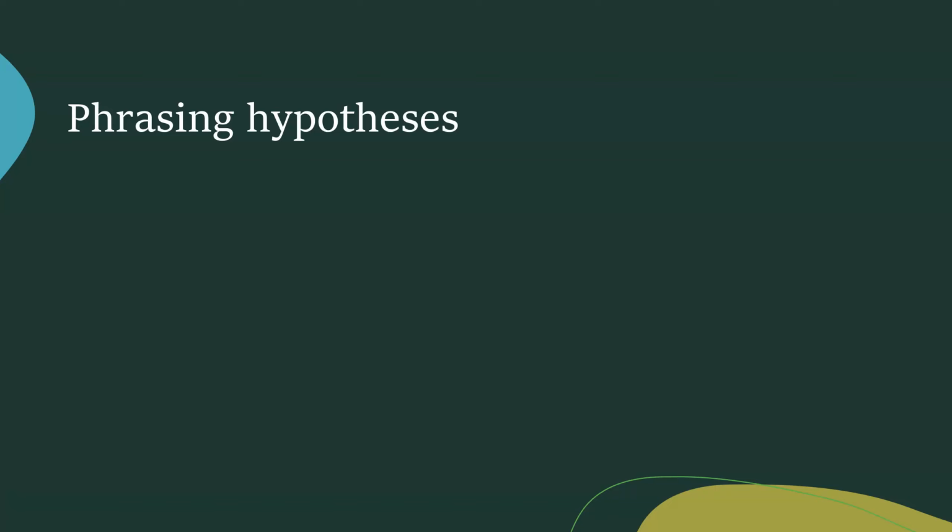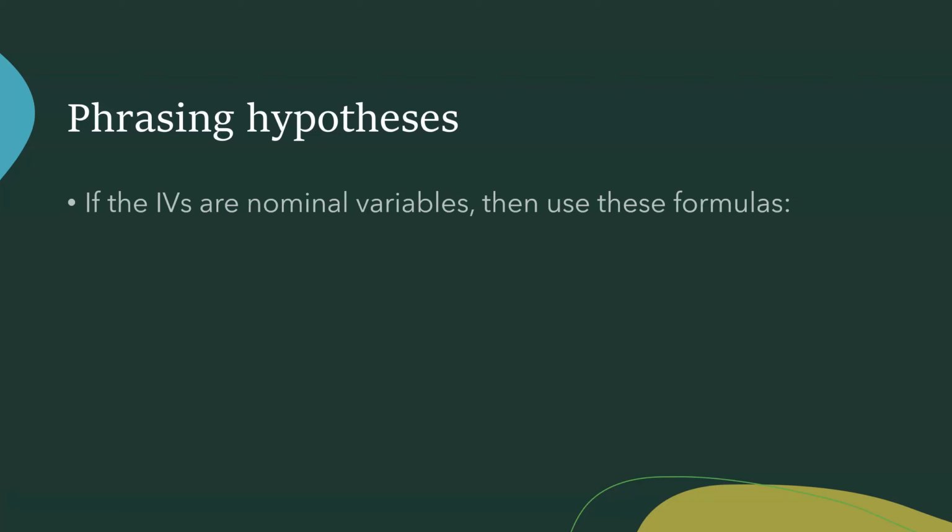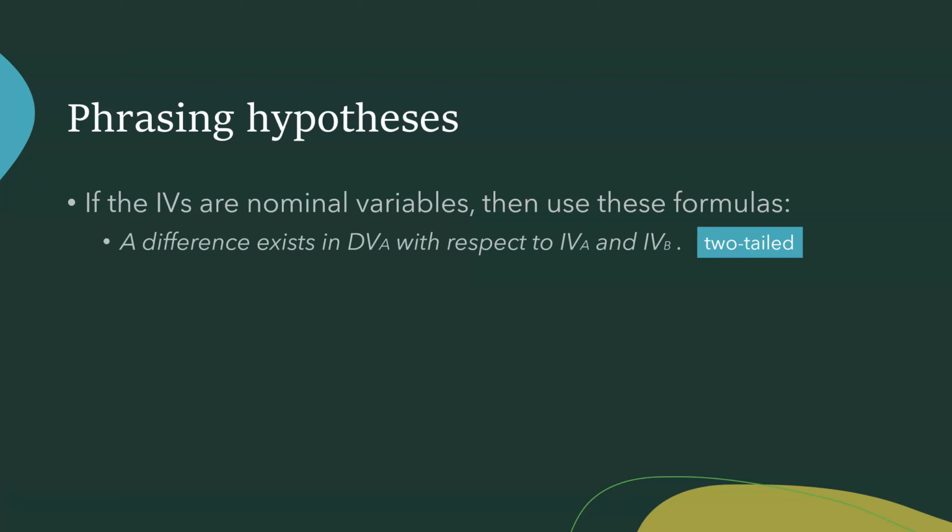So once you've phrased a research question and got it in decent shape, then you're going to start phrasing some hypotheses. Very similarly, I'm going to give you some formulas. So if the independent variables are nominal, I've got two formulas for you. One is for a two-tailed. Remember the difference between one and two-tailed? Two-tailed makes no particular prediction. It just says there's a difference of some kind. A one-tailed says that there is a specific difference, either greater than, less than, something of the sort.